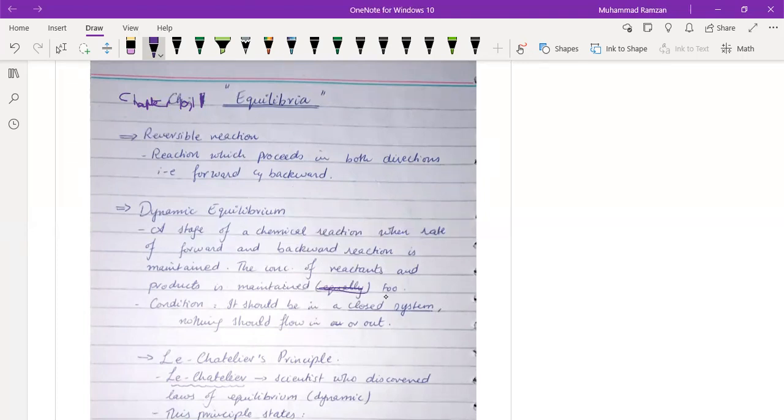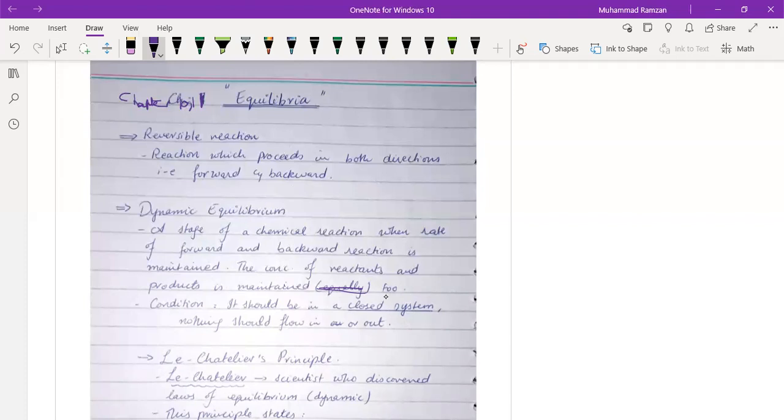What is meant by this? Can you explain this statement? So in a closed system, a reversible reaction will reach dynamic equilibrium when the concentration of all the reactants is equal to all the products, and the rate of the reaction is the same as well. It is like this.